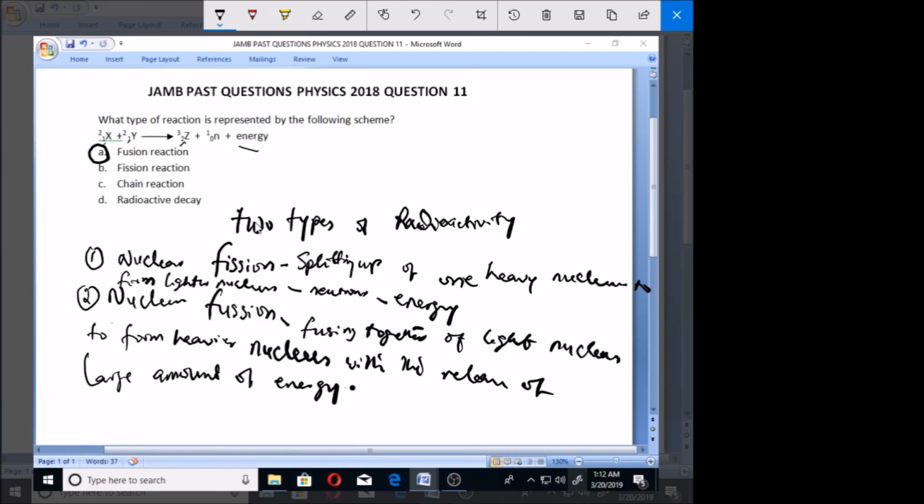Now, it cannot be chain reaction, neither can it be radioactive decay. Decay is also when you have the bigger one going into smaller ones. So the right option to this is A, and these are the things that are involved. It's either nuclear fission or nuclear fusion.